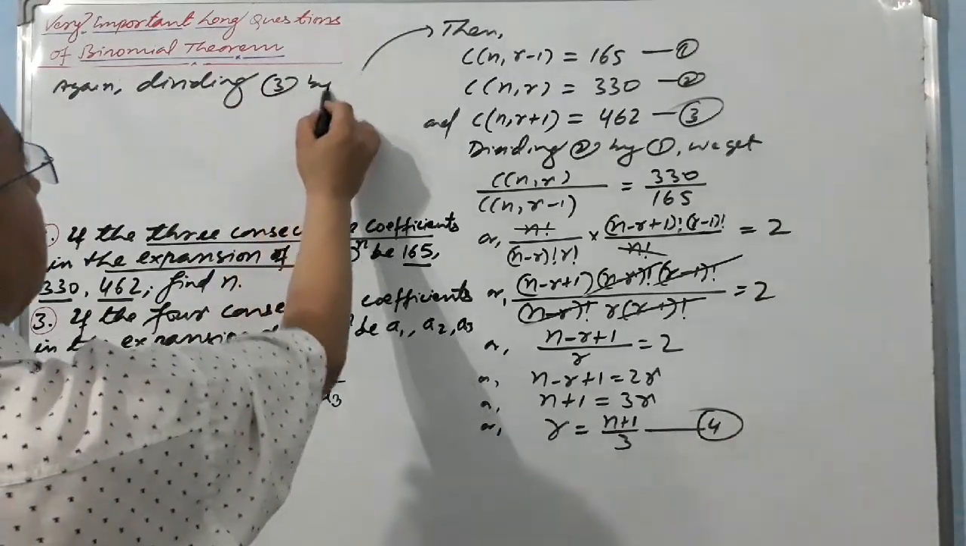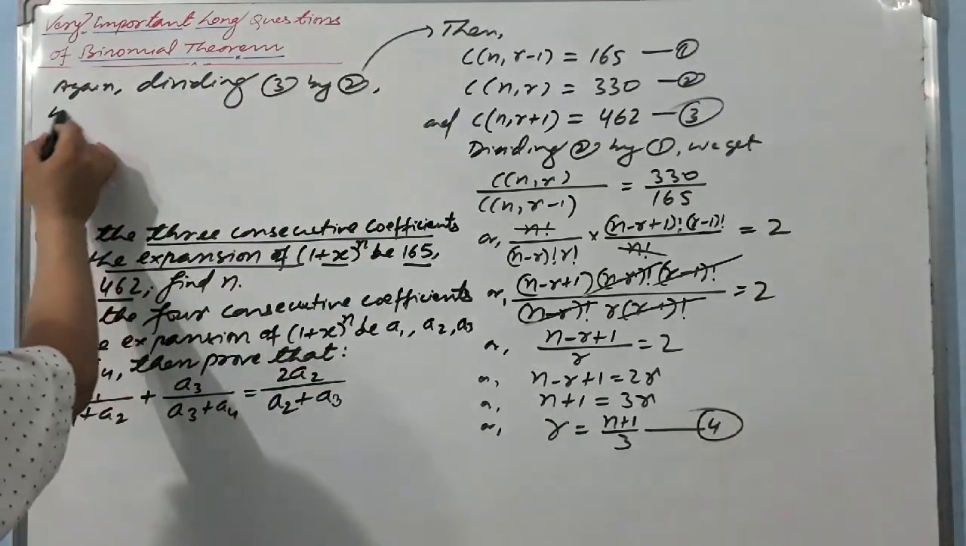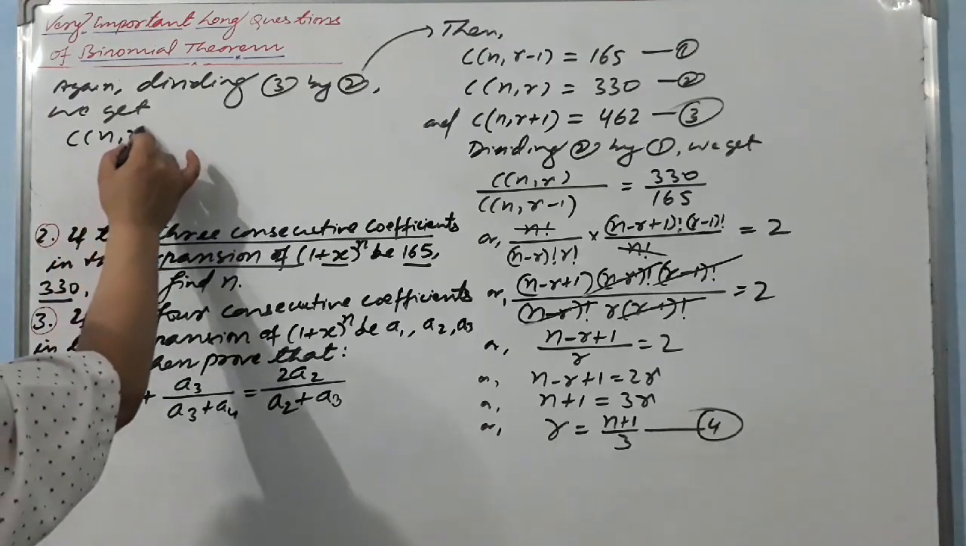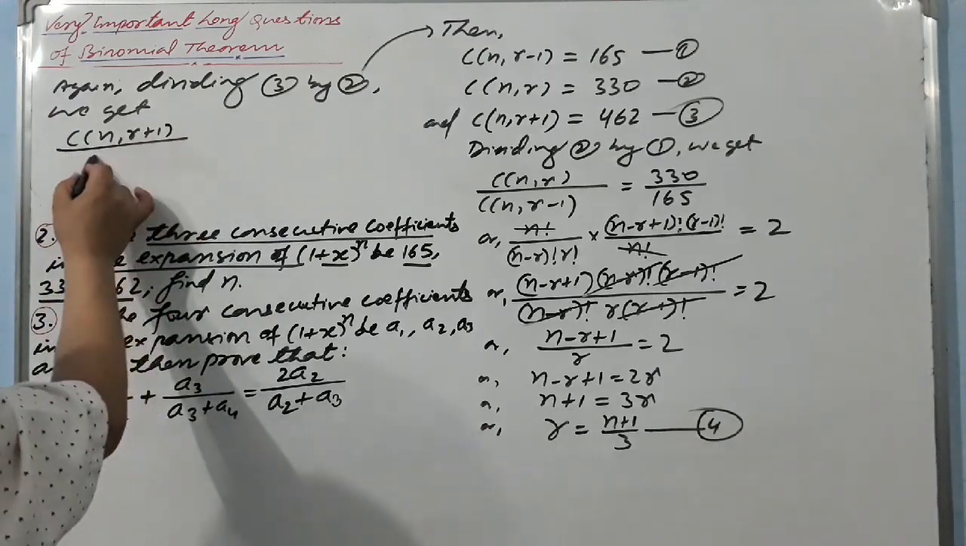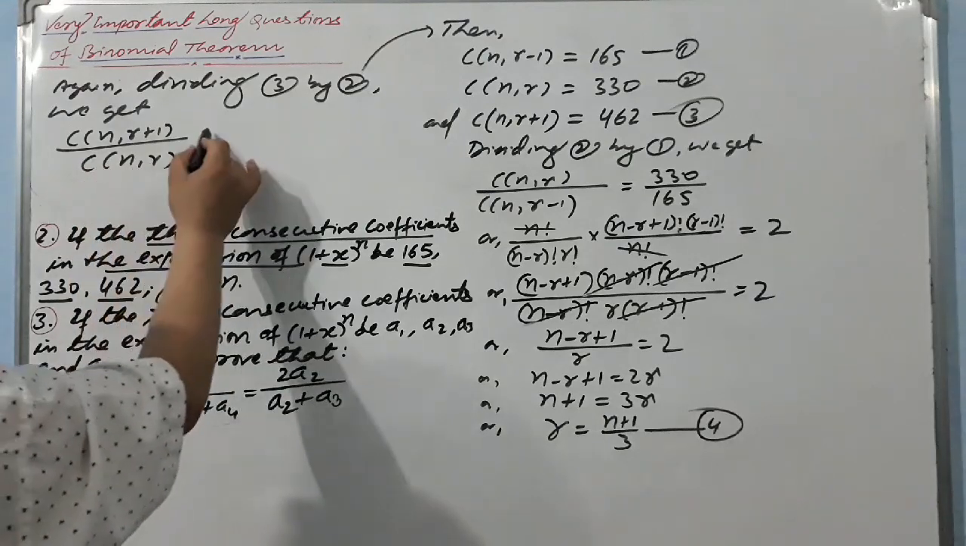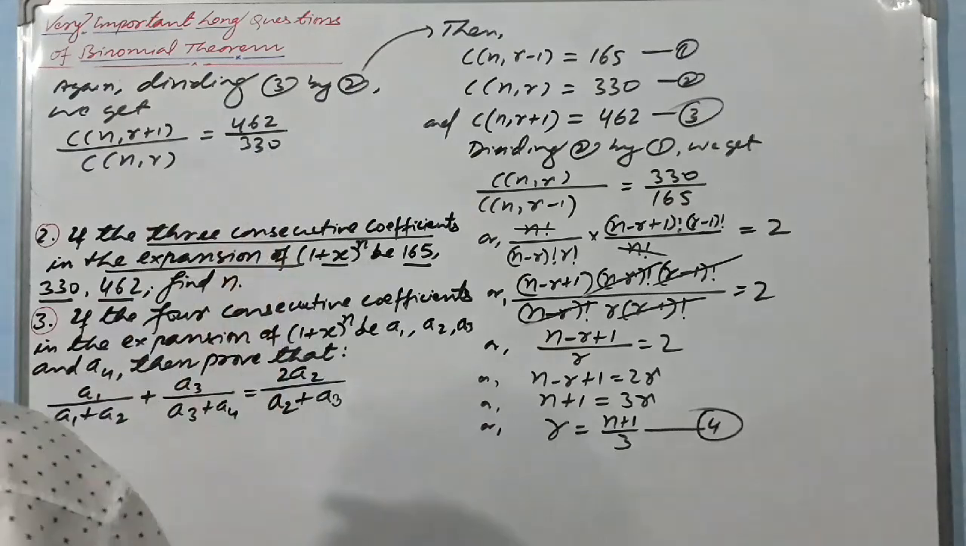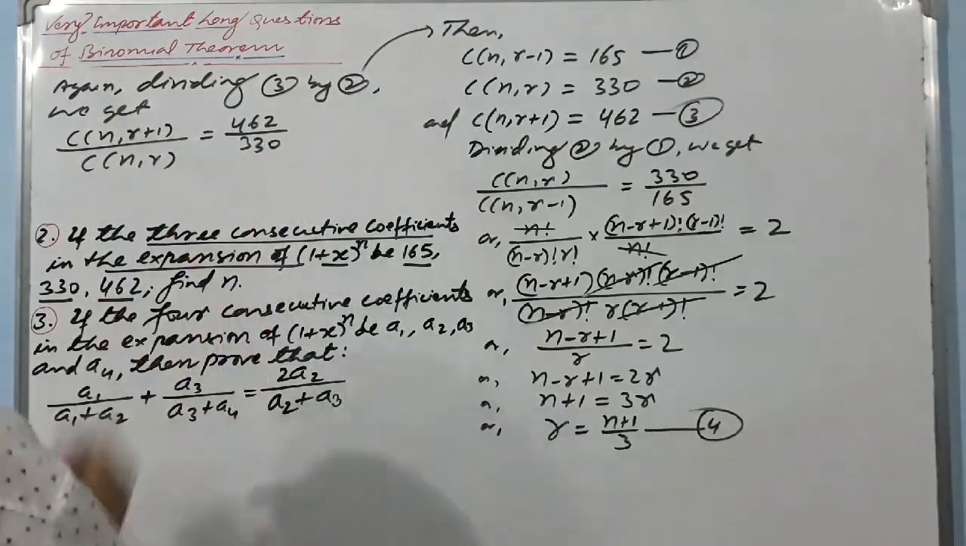Dividing third by second, we get C(n, r plus 1) over C(n, r) is equal to 462 by 330, right?